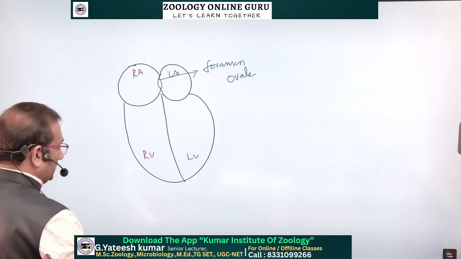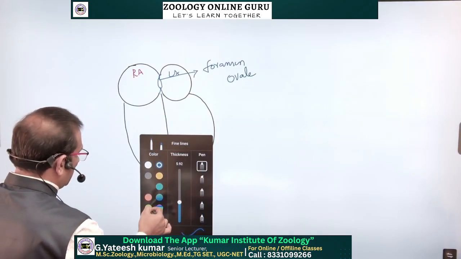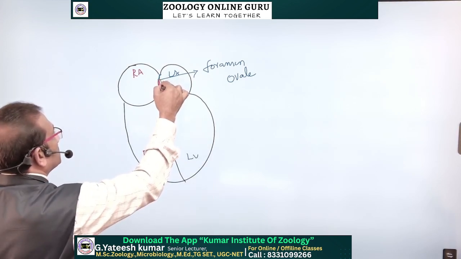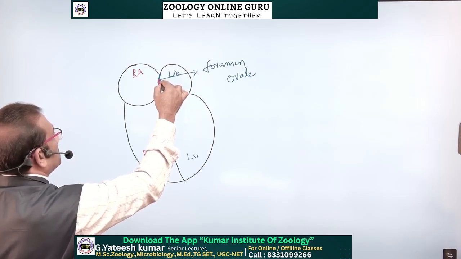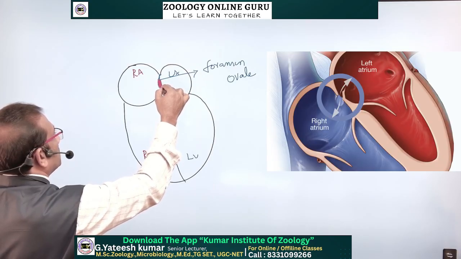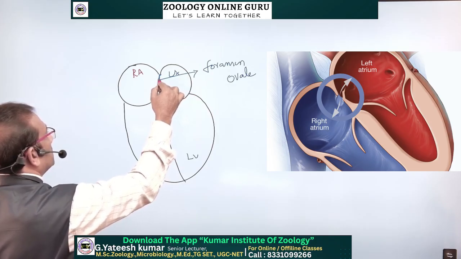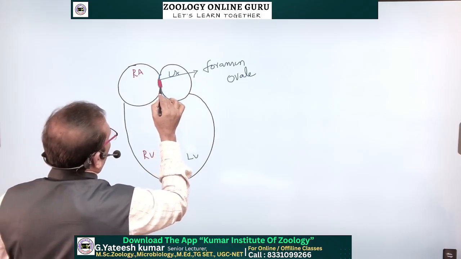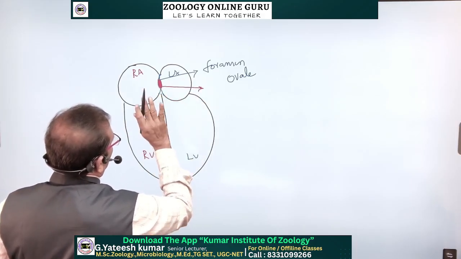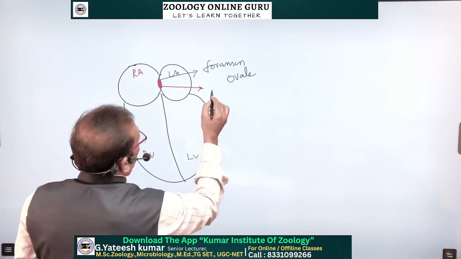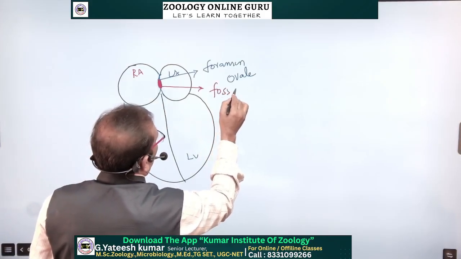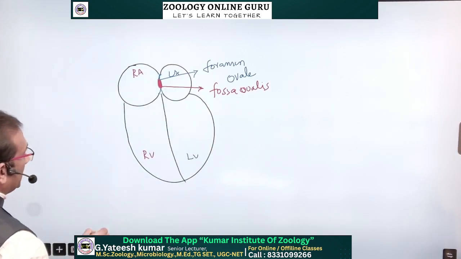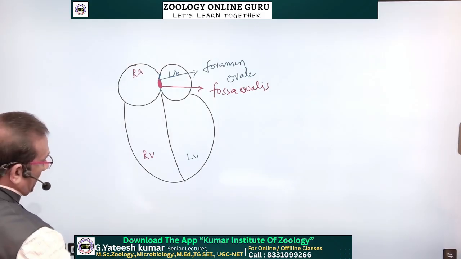After birth, immediately this foramen ovale is slowly closed. So after closing, there is a depression and there is a scar, a small patch there. That patch is known as the fossa ovalis.